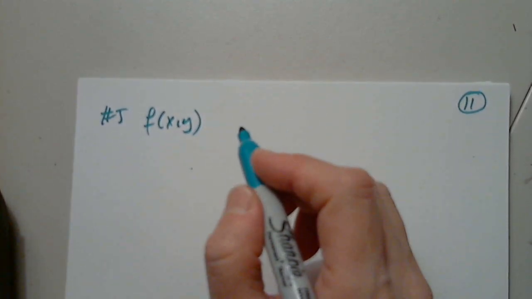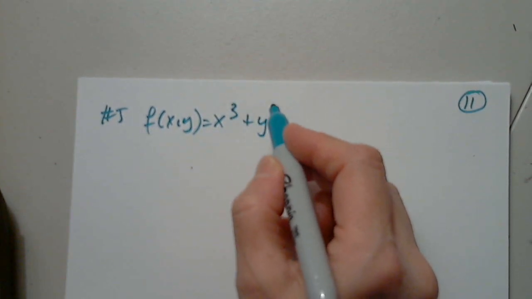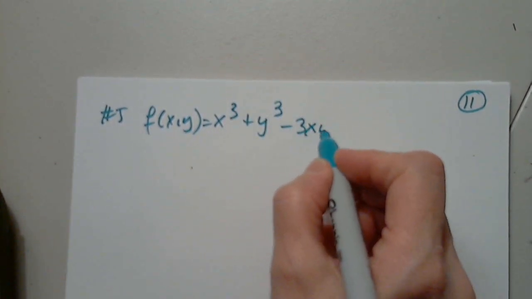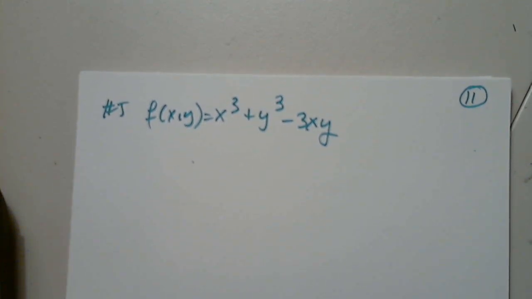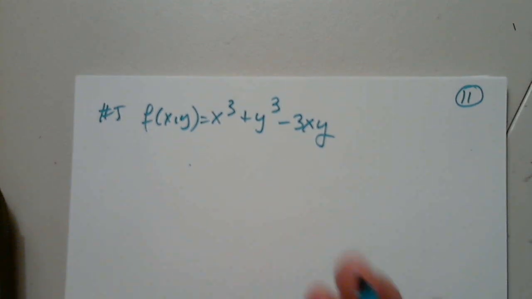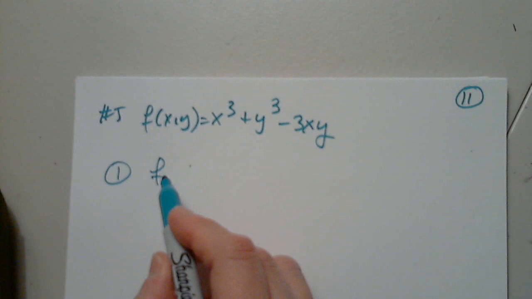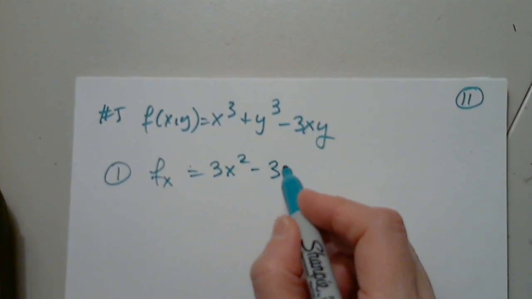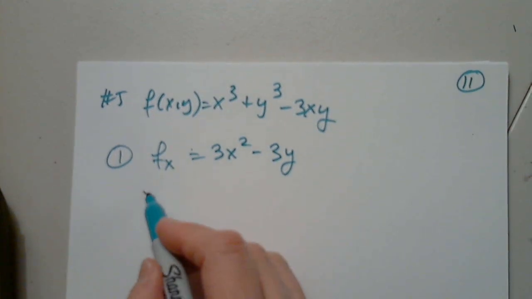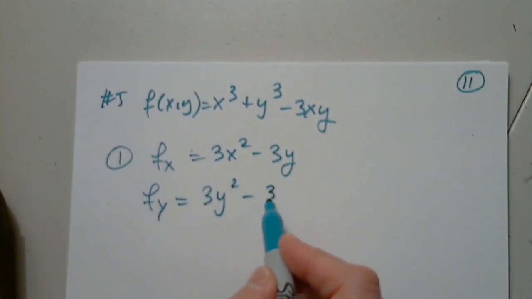So you have another example: x cubed plus y cubed minus 3xy. So I know we have only 2 minutes. I'll stop in 2 minutes. I'll finish it up so you have it in writing. So in step number 1, I have to find fx, which is 3x squared minus 3y, and fy, which is 3y squared minus 3x.